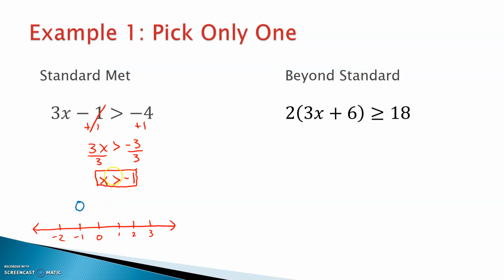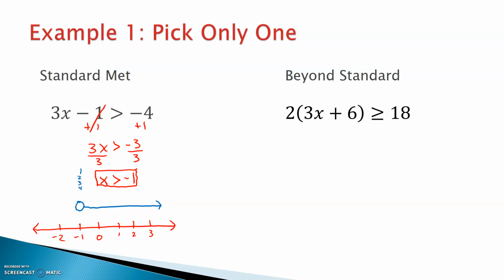Now, x is greater than, well, what numbers are greater than a -1? Well, all those numbers to the right, something like a 1, something like a 2, a 3, a 4, all these numbers are bigger than the -1, so I want my arrow pointing in that direction towards the right in this case.